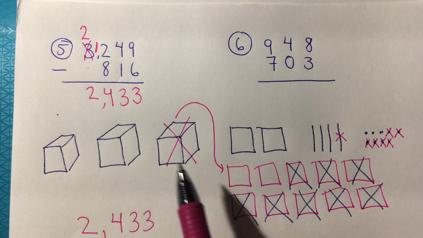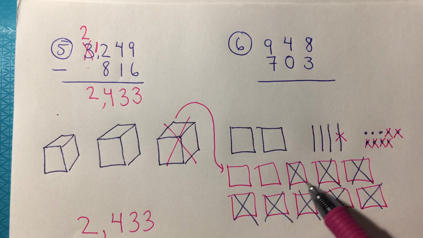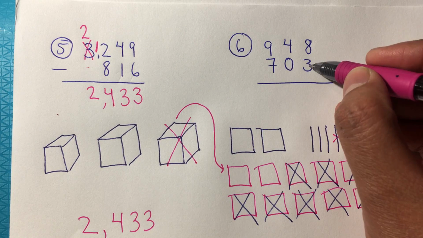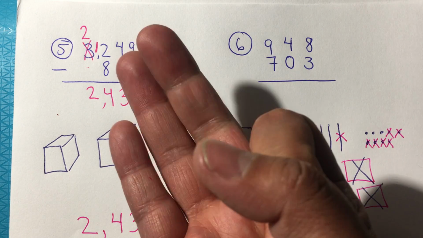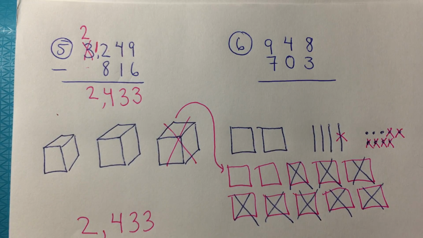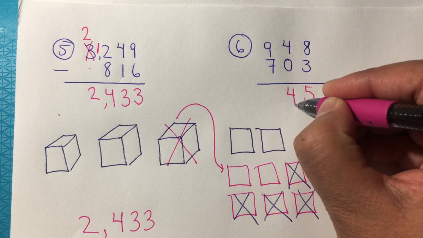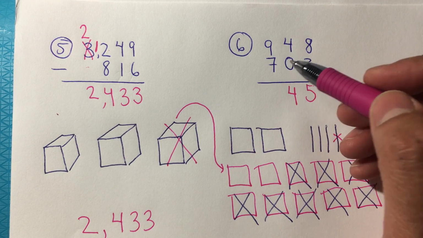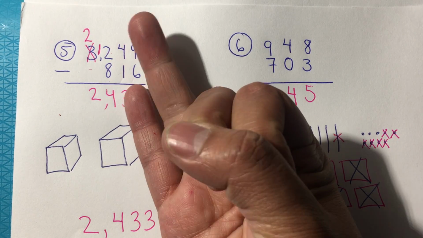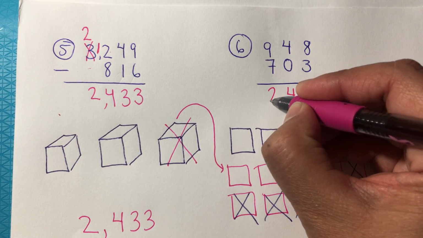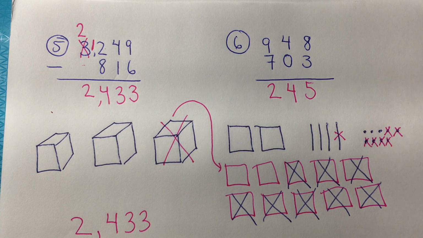For number 6, if you notice, every number on top is bigger than the bottom, so you don't need to regroup. And so when you're doing the model for those, it's easier because you don't need to cross out and regroup. 8 minus 3, it would be 3, 4, 5, 6, 7, 8. It's 5. 4 minus 0 is just 4. 9, take away 7. 7 in your mind, and then you count up. 7, 8, 9 is 2. 245.